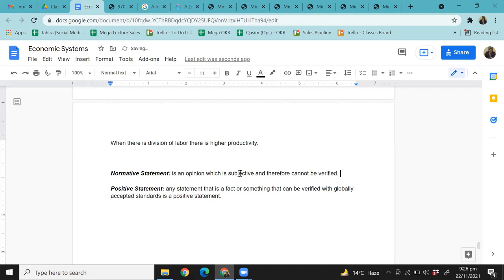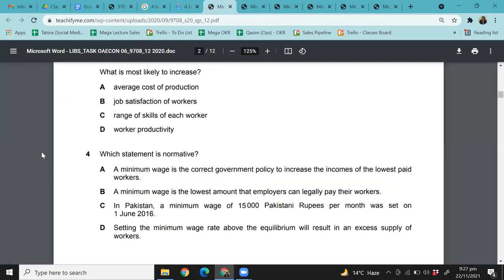Confusion? Anything not clear? Anything you want to ask me? Right? Okay. Is everyone following me? Now let's first read the question and then I'll tell you the hint. I'll tell you how you identify the normative statement. Okay. Now the first statement says a minimum wage is the correct government policy to increase the incomes of the lowest paid workers.